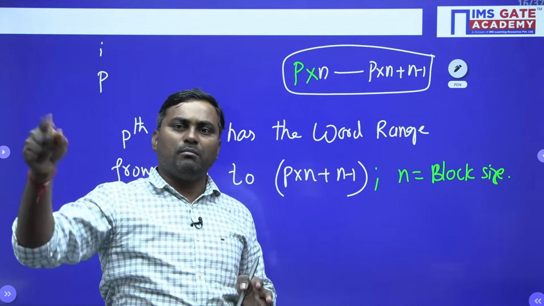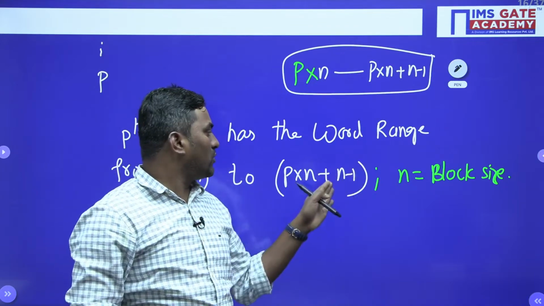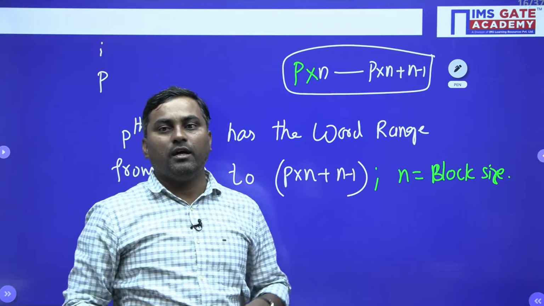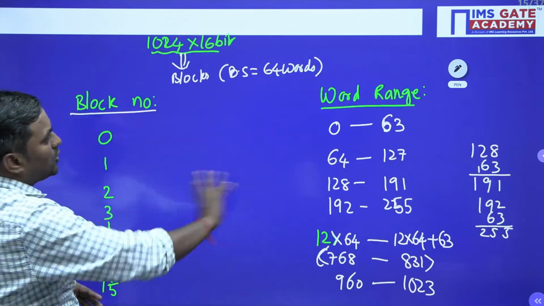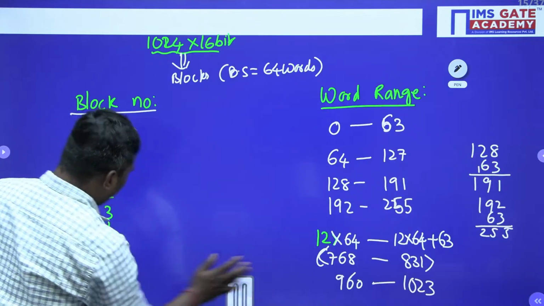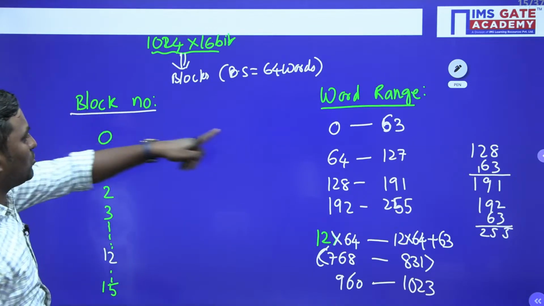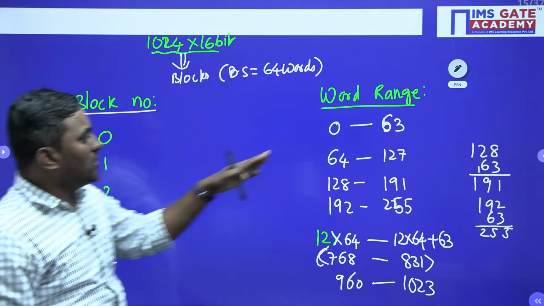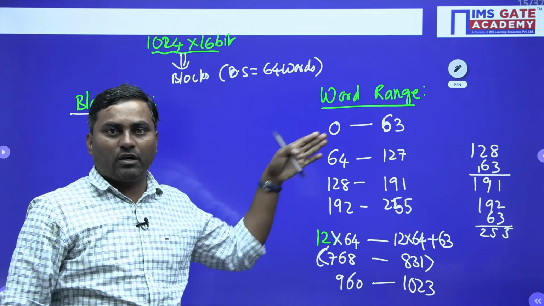Add size minus 1 to that. So like N minus 1, that will give the end range. I hope it is clear. So you mark it this one. So this is the example 0th block. You can check whether the formula will work out or not.